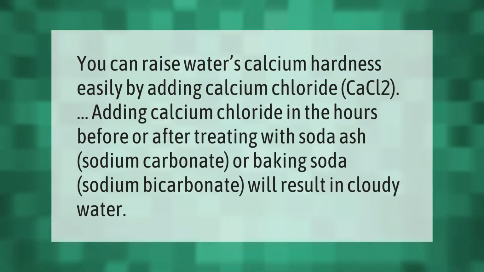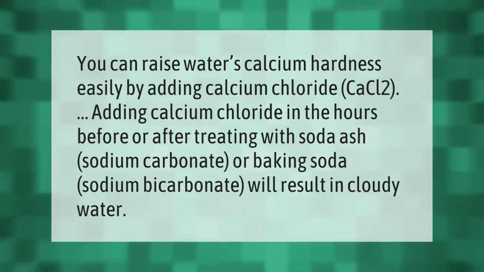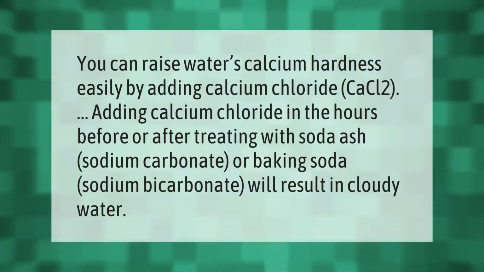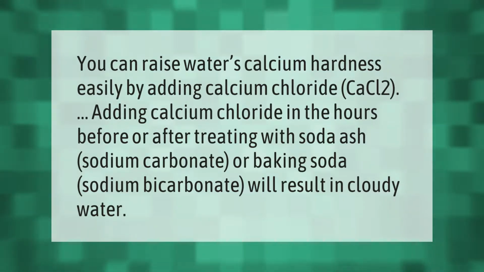You can raise water's calcium hardness easily by adding calcium chloride. Adding calcium chloride in the hours before or after treating with soda ash, sodium carbonate, or baking soda, sodium bicarbonate, will result in cloudy water.